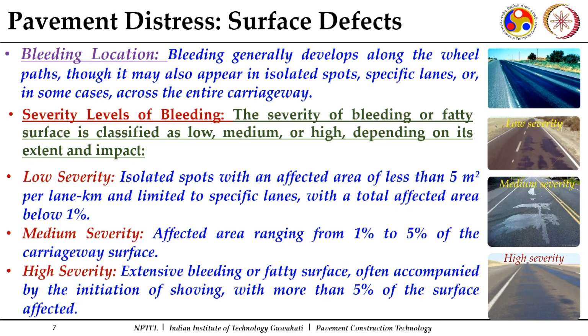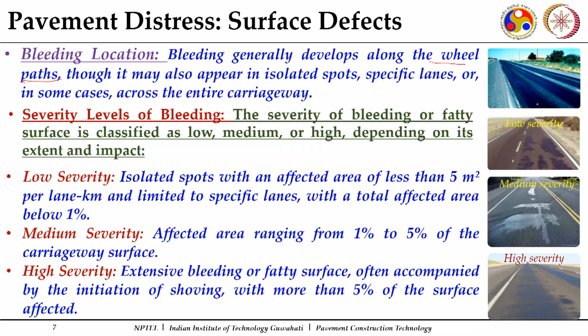Where does it usually happen? It mainly develops along the wheel paths. In a lane, typically most of the time vehicles try to follow a particular lane, especially the heavy vehicles try to follow a certain lane in the given carriageway.